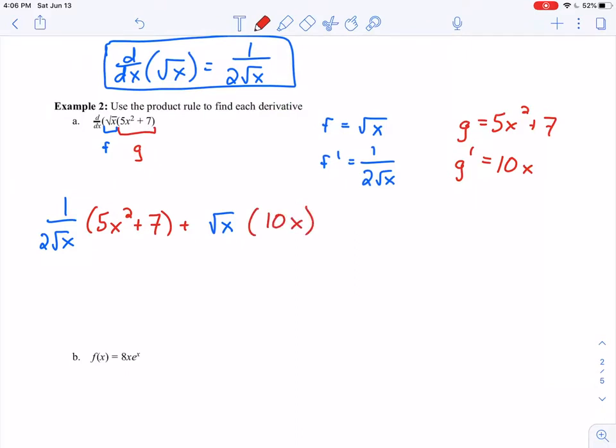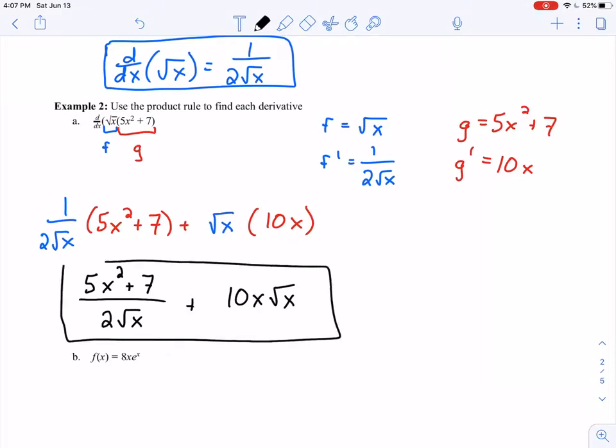From here, I don't know that I would really do a whole lot. I might just clean up the way this looks. I might just say, okay, well, this is really (5x squared plus 7) all over 2 square root of x, plus over here, maybe I'll write this as 10x square root of x, just because that's usually how we write it, but I would not ask you to simplify this anymore beyond this. So I think this is a perfectly fine, acceptable answer.